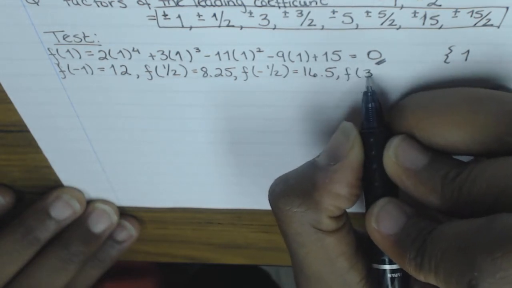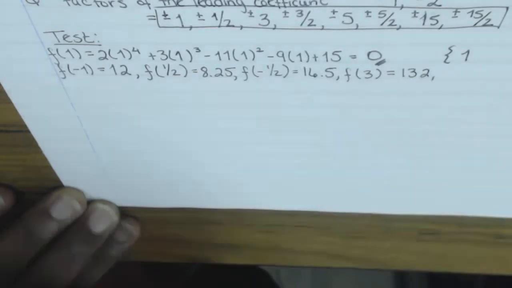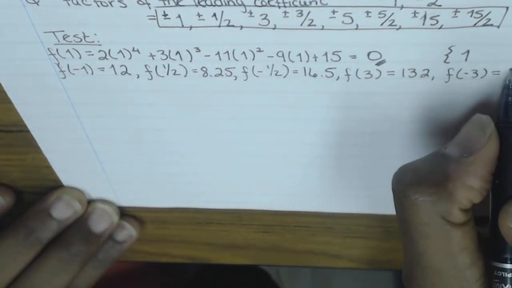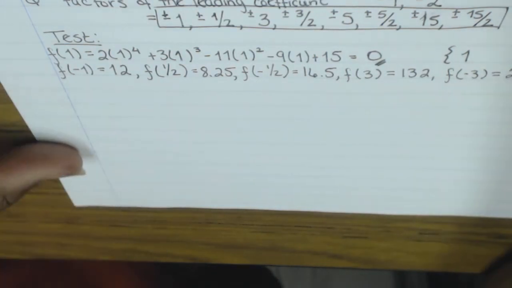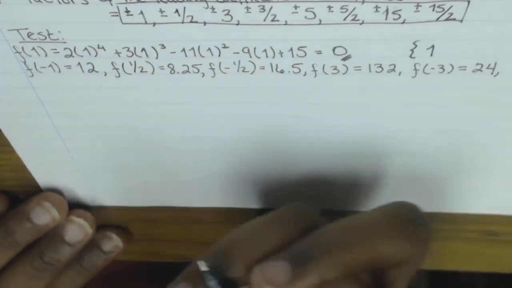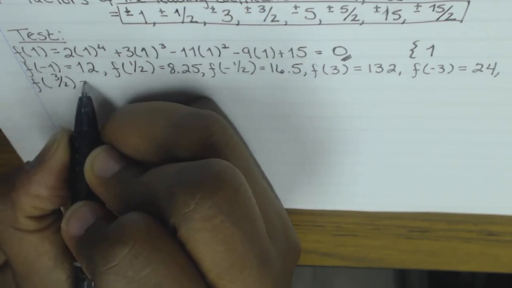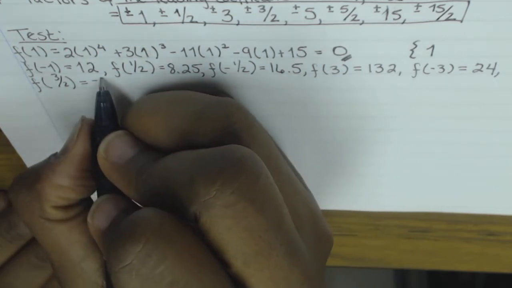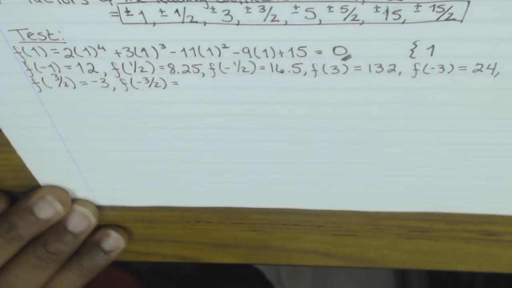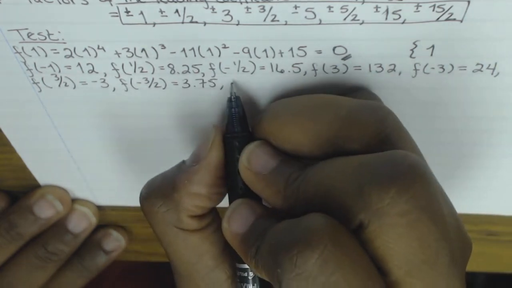I have f of 3 gives me 132. Not what I'm looking for. F of negative 3 gives me 24. Once again, still not what I'm looking for, so I will keep looking. F of 3 halves gives me negative 3. F of negative 3 halves gives me 3.75. Not what I'm looking for.